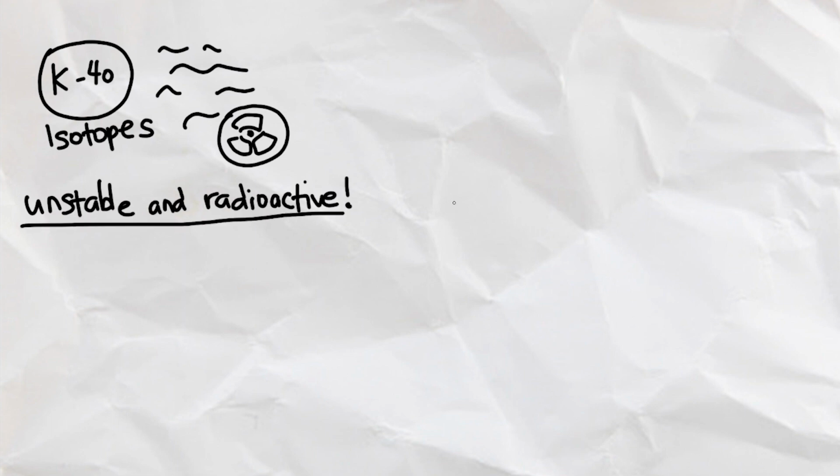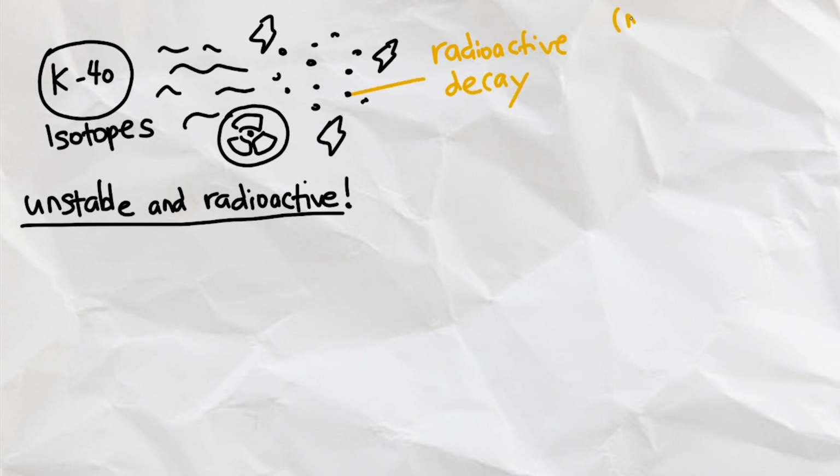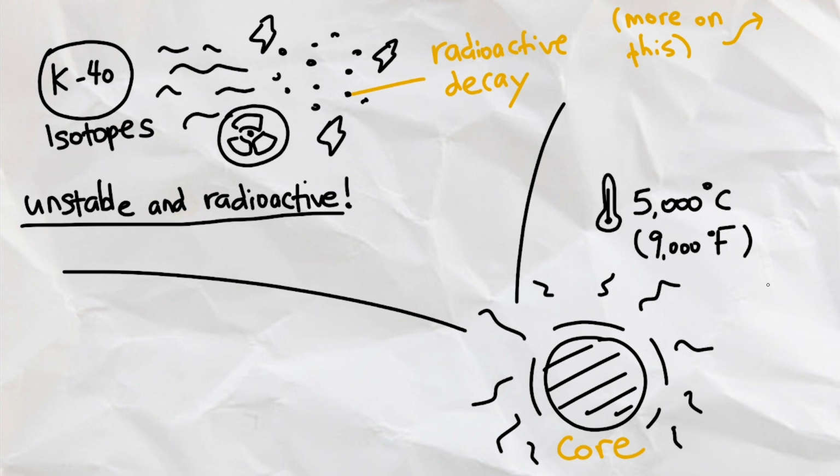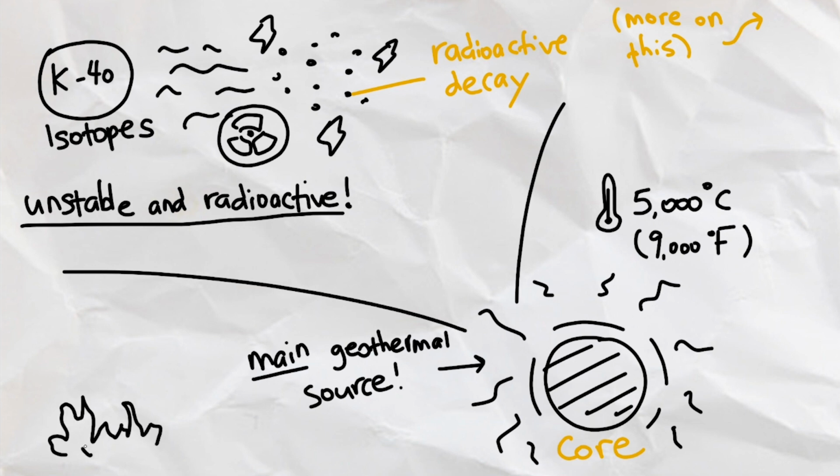This process of releasing energy is called radioactive decay, and it is always happening at Earth's core. All of this radiation heats the core to over 5,000 degrees, and this is the main source of the Earth's geothermal energy, as a boiling hot core heats up the water, rocks, and gas around it.